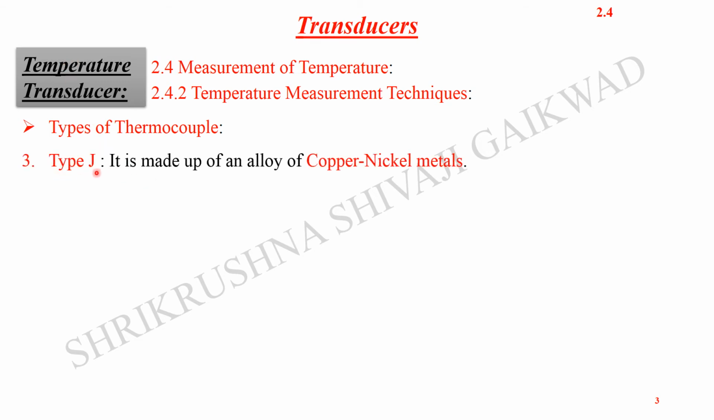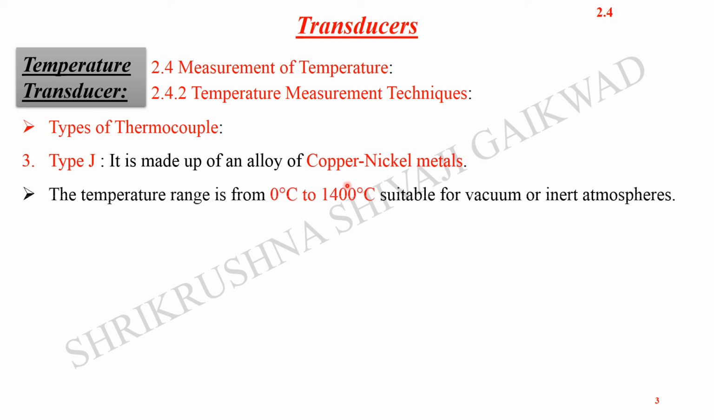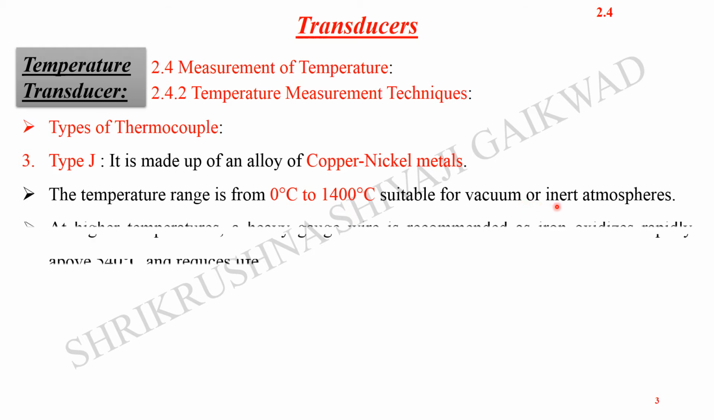And now type J, which is made up of an alloy of copper and nickel metals. One of the metals is copper, and the other one is nickel. The temperature range is from 0 degrees Celsius to 1400 degrees Celsius, suitable for a vacuum or an inert atmosphere, because the copper or the nickel, both of them, can get oxidized, so it is mostly used for vacuum or inert atmospheres.